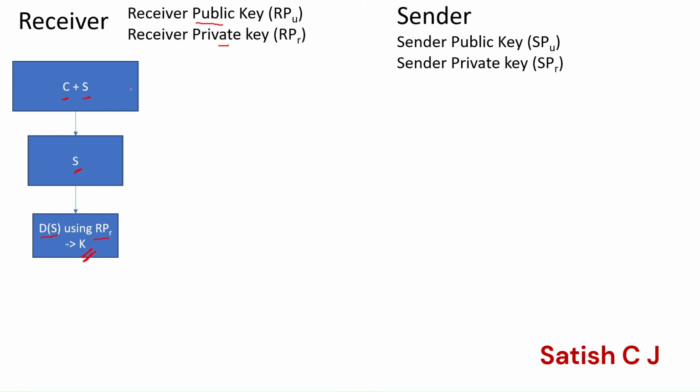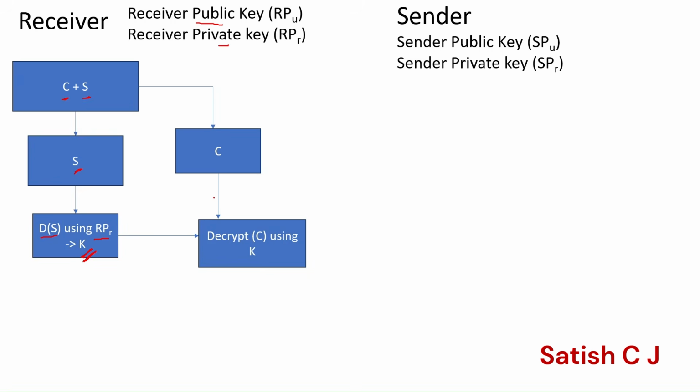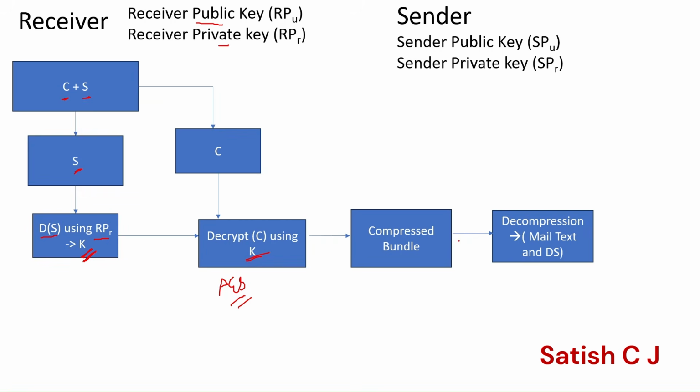The next step is the encrypted compressed bundle is taken, and now this can be decrypted using this key, and the algorithm used here is AES. So we have decrypted the key and we are using it to decrypt the compressed bundle so that we get the compressed bundle as the output of the decryption in AES. The next thing we do is we decompress this bundle. When you decompress this bundle, you get two things: the plain email message and the digital signature.